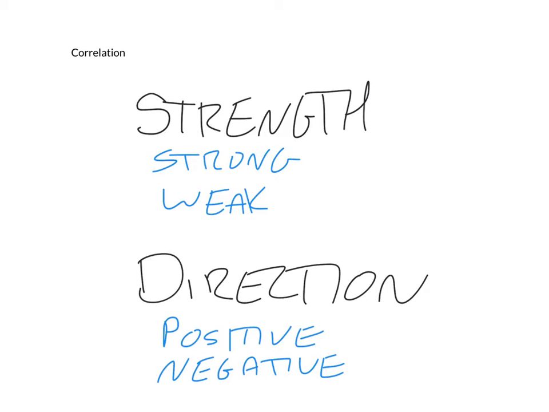When we're naming correlations, we can put the strength and direction together. For example, we can have a strong positive correlation. We could have a strong negative correlation. We could have a weak positive correlation. We could also have a weak negative correlation.